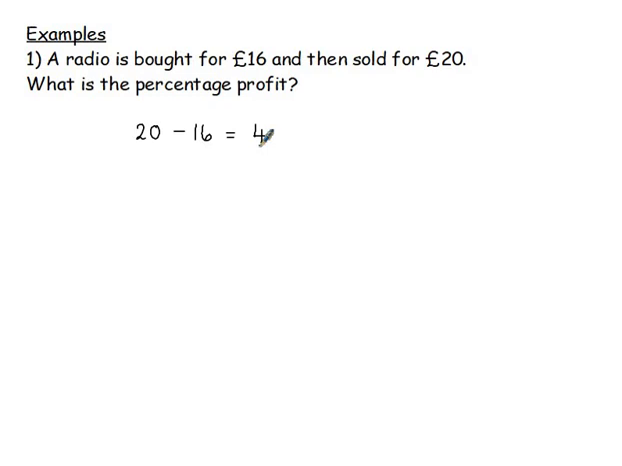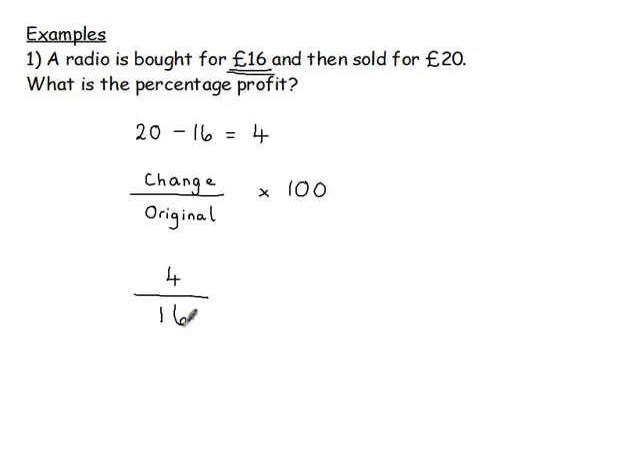Now we need to remember that formula that we had written down. So remember, it's change over original and times by 100. So our change is our 4. It's changed by £4. Our original was our original price for the radio. So our original price was this £16 here. It was bought for 16 originally. And then we want to times by 100.